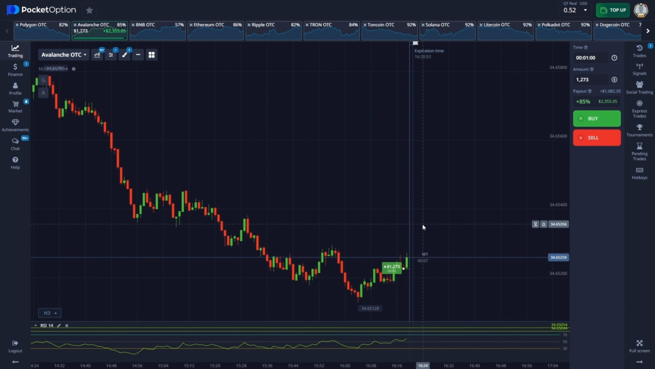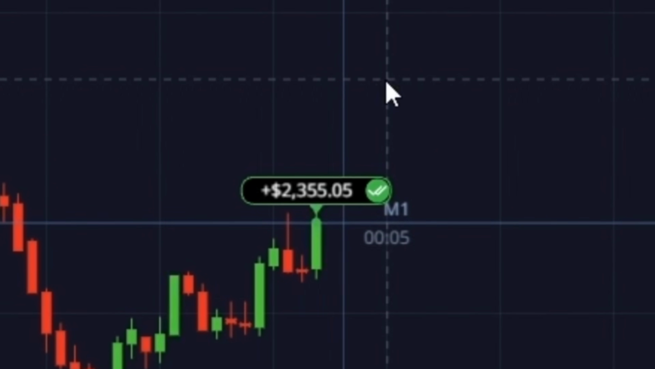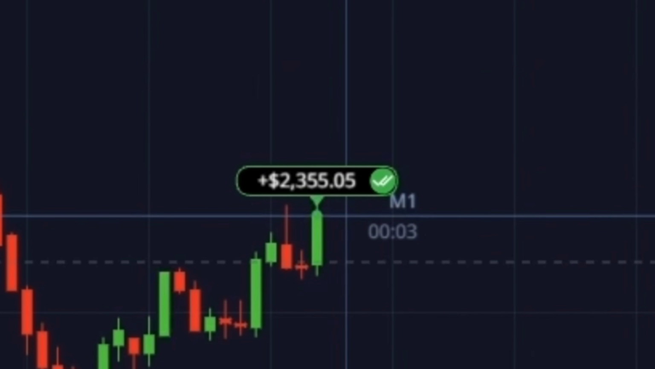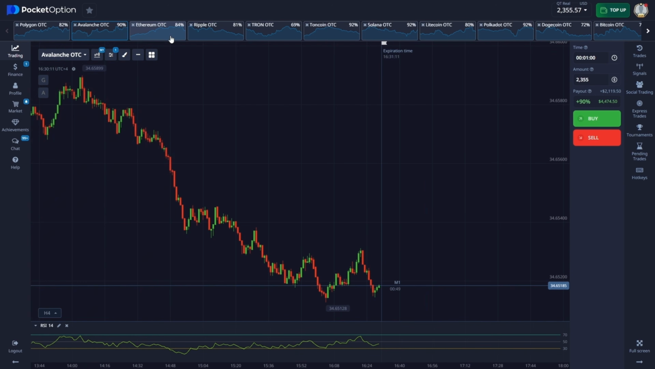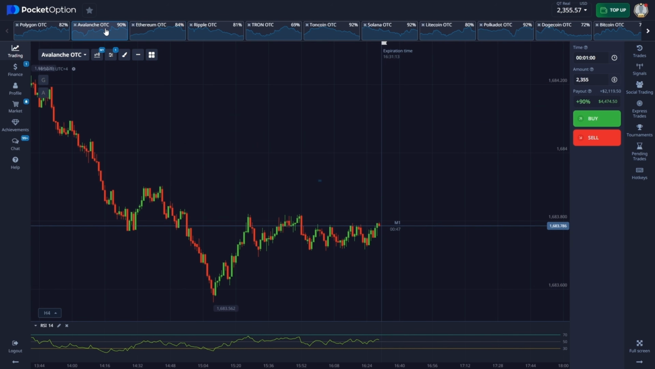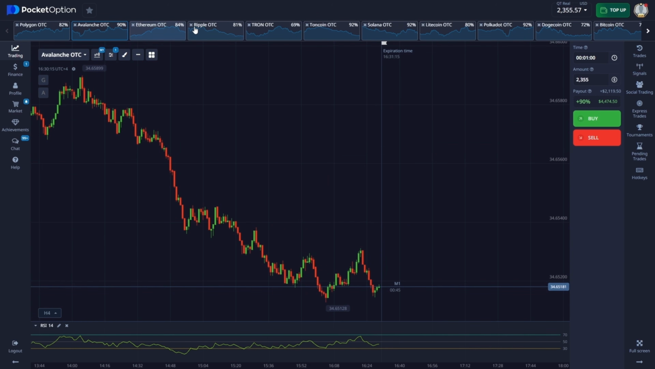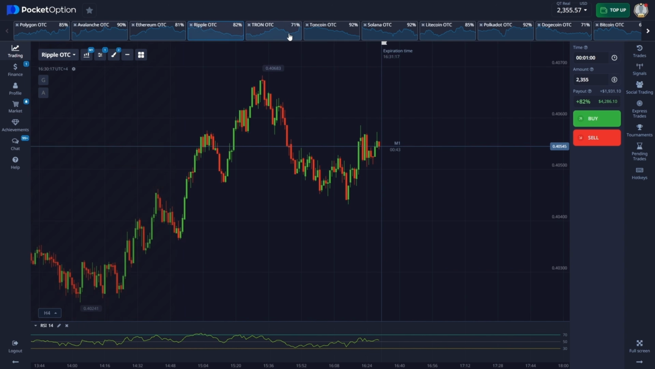Only a few seconds left, and it looks like a good win. Yes, I won it. Now my balance has turned into $2,355. Let's find a trade for $2,355.